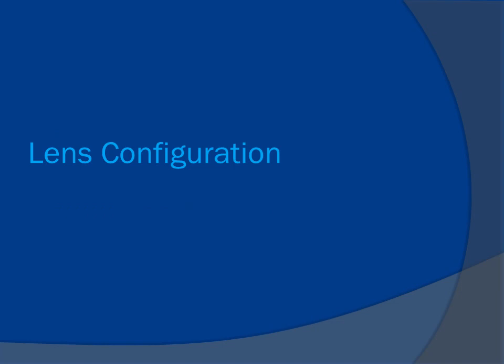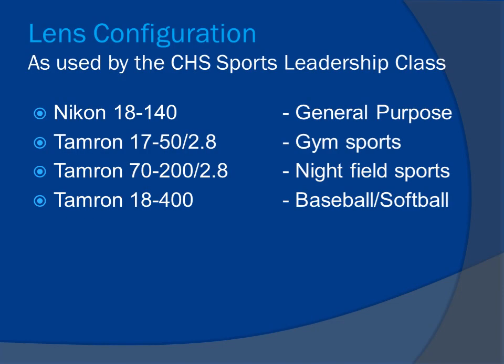Lens configuration. Lens configuration as used by the Carlmont High School Sports Leadership class. We have four lenses. 18-140 general purpose lens. Tamron 17-50 2.8. This is the gym sports lens. Tamron 70-200 2.8. This is our night field sports lens. And the Tamron 18-400 is our baseball and softball lens.